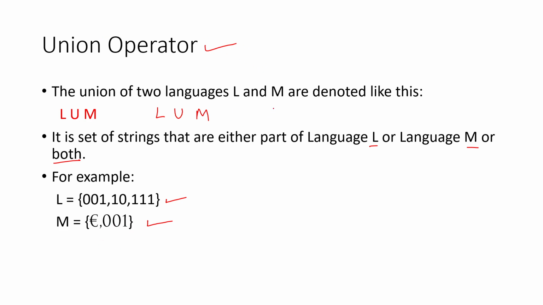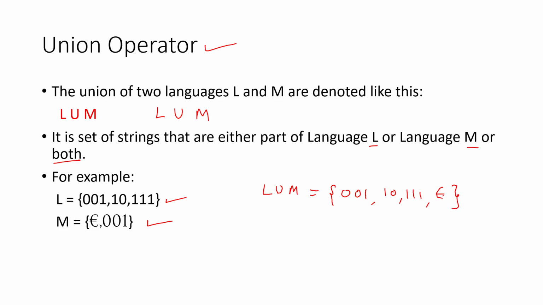Now how do you use the union operator? Let's say we've got these two languages, L and M. What we have to do is create a set of strings that are either part of language L or language M. So let's start with L union M. It is a set, so let's open the set. It should be a set of strings that are part of language L or M. So from L we'll write 001, then 10, then 111, or language M. We have epsilon over here, so let's write that. And then we have 001, but 001 is already part of both these languages, right? So we already wrote it.